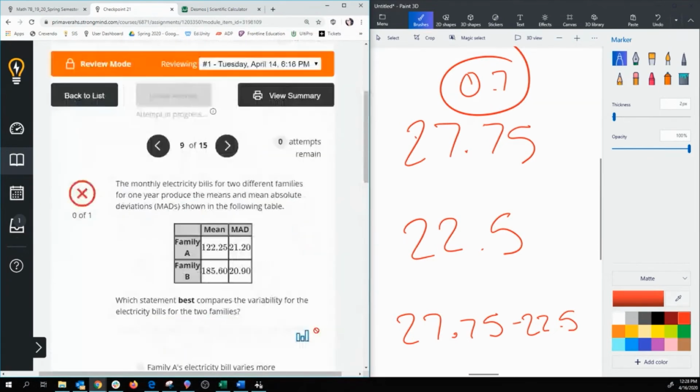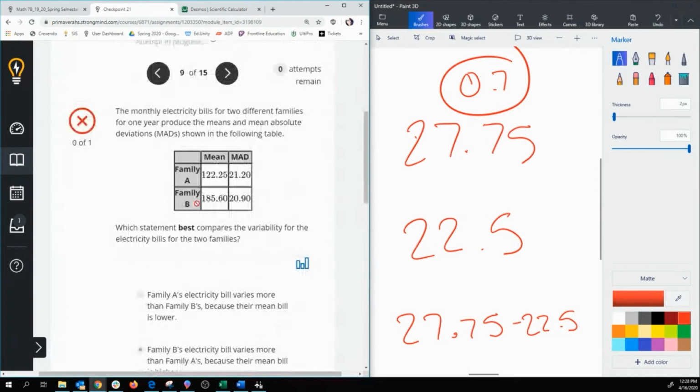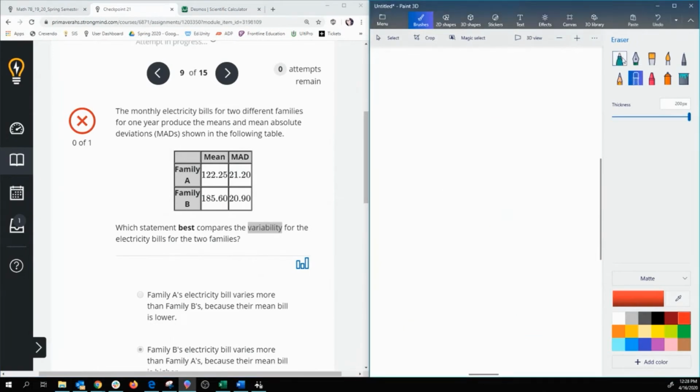All right, number 9. So here we have another question asking about variability, except this time it's talking about two different families' monthly electricity bills. So I'll give you guys a second to find that and let me know when you are ready.